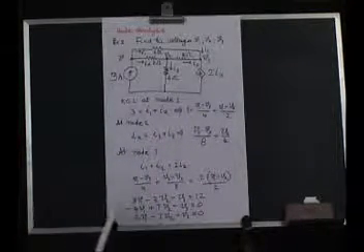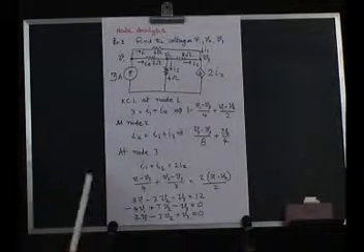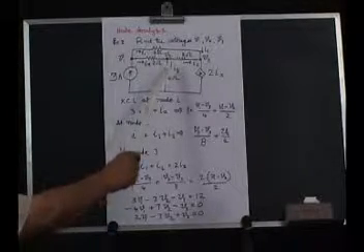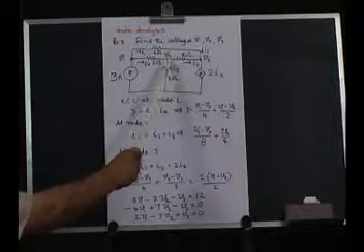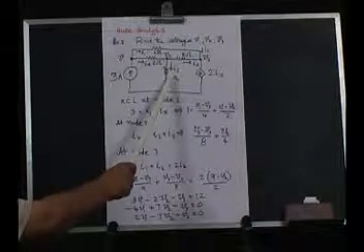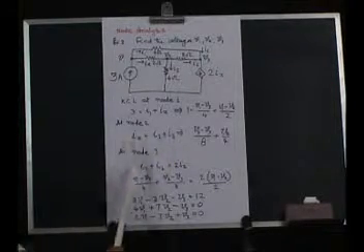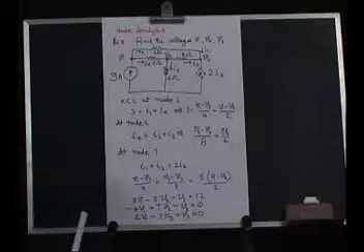Similarly, we shall write Kirchhoff's current law at node 2, and let us see what are the currents that are coming in and the currents that are going out. Currents that are coming in are Ix, currents that are going out are I3 and I2. So, that is why this is the equation, Kirchhoff's current law equation at node 2.